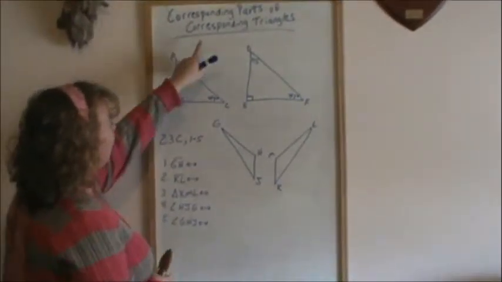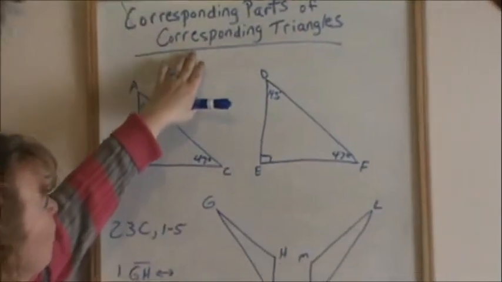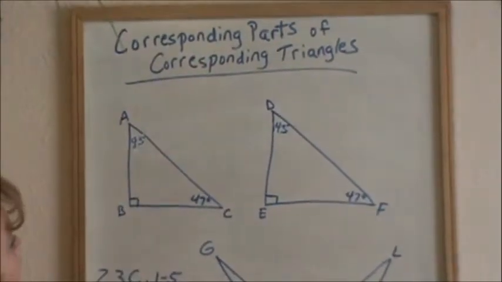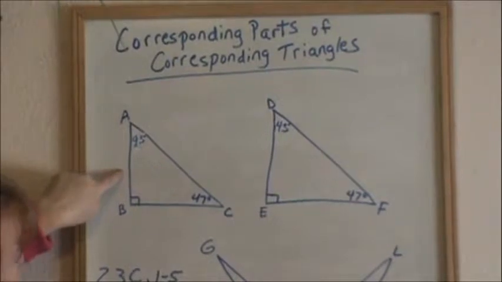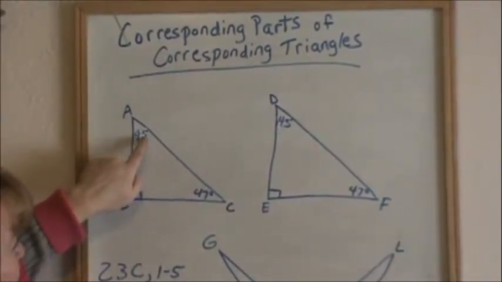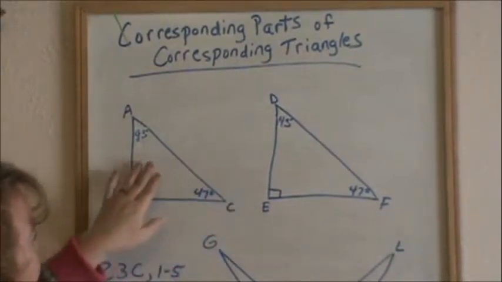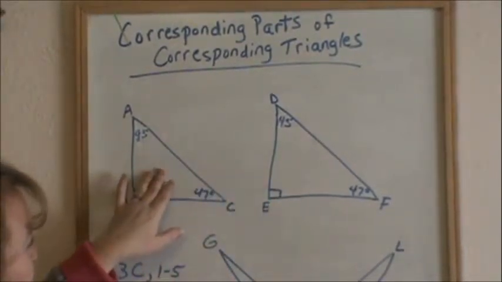We're going to be talking about corresponding triangles. Corresponding parts of corresponding triangles. I have this one triangle here. It's a right triangle with a 43-degree angle here and a 47-degree angle here. Over here I have the same thing. These two triangles are congruent.